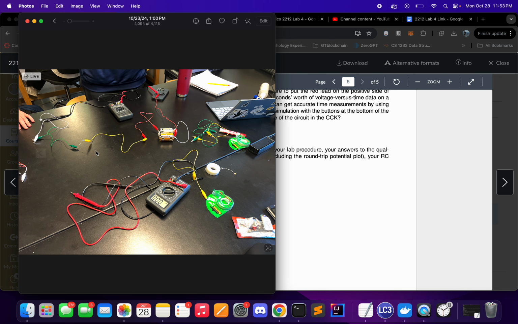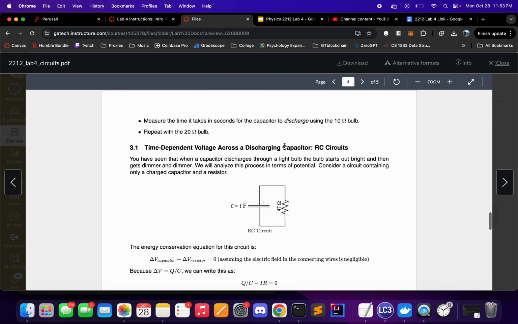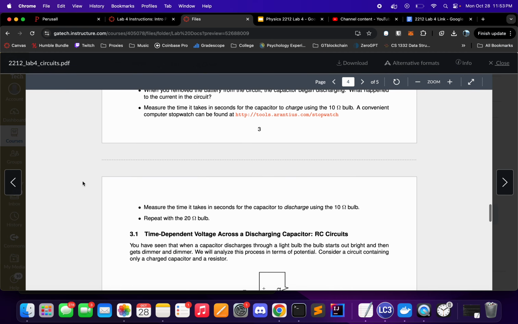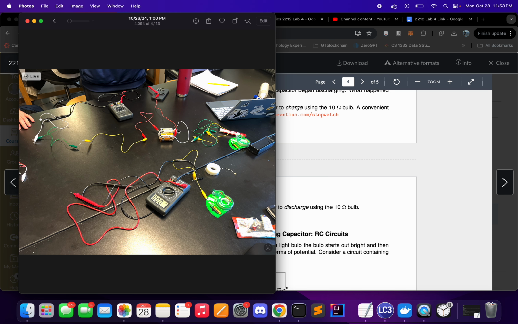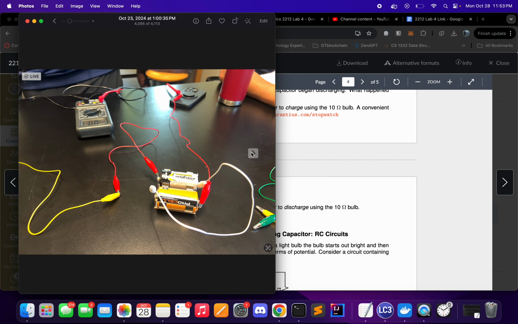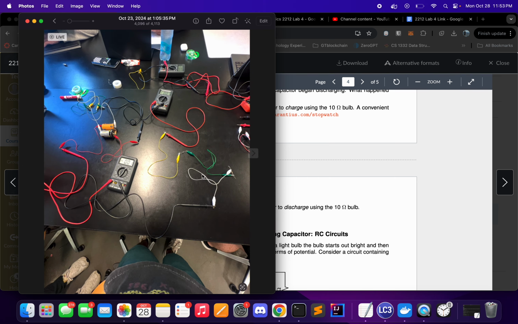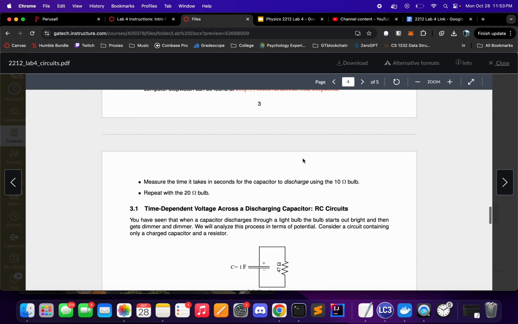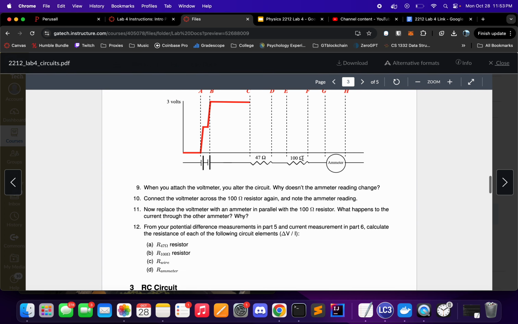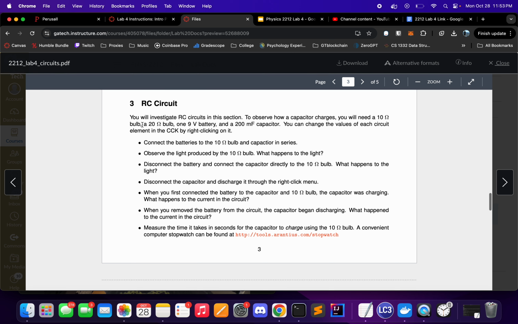In the lab, we connected all the components to get all the values that we needed. It took us a little bit because we had to connect the batteries and use each single one of these wires to connect every single component. So it got messy at some points. And this was our final circuit, which was supposed to show this RC circuit, which, as you can see, has a 10 ohm bulb, a 20 ohm bulb, one 9-volt battery, and a 200 millifarad capacitor.